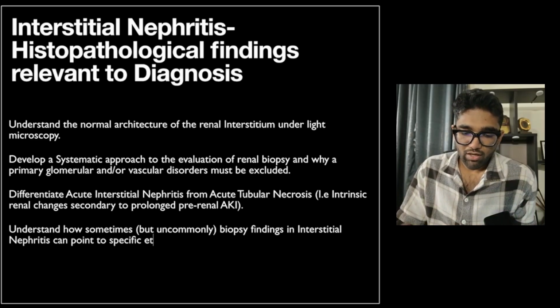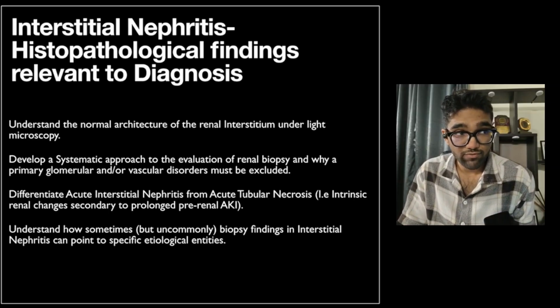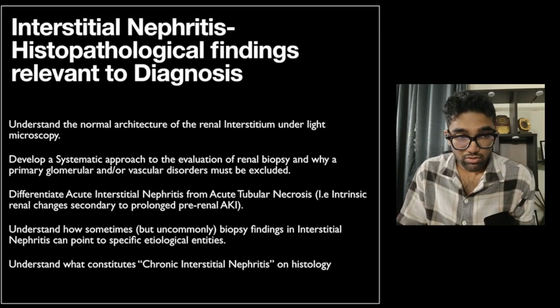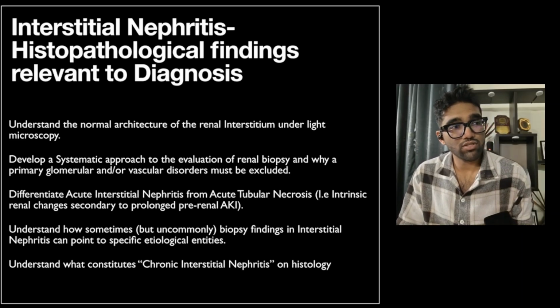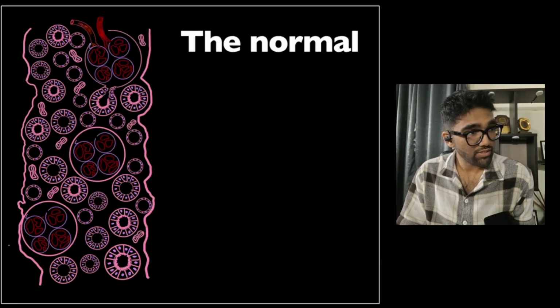Then we'll try to understand how sometimes, although this is uncommon, biopsy findings in interstitial nephritis can point to very specific etiological entities as a possible cause of the nephritis. And finally, we'll understand what constitutes chronic interstitial nephritis on histology, and that'll be the end of the discussion. So, jumping right into it.